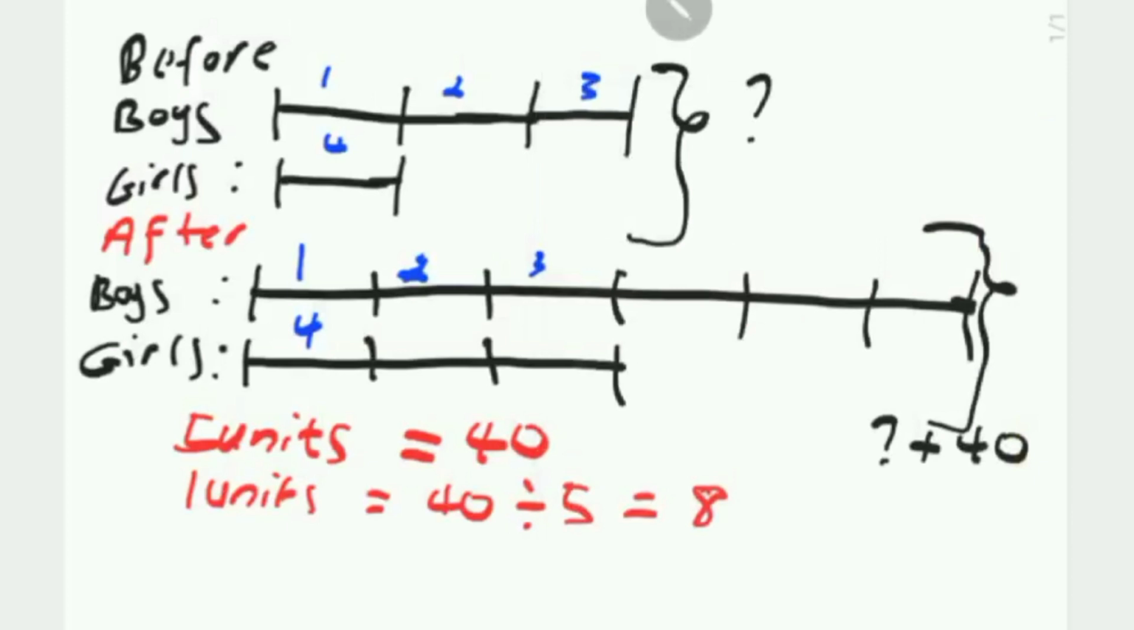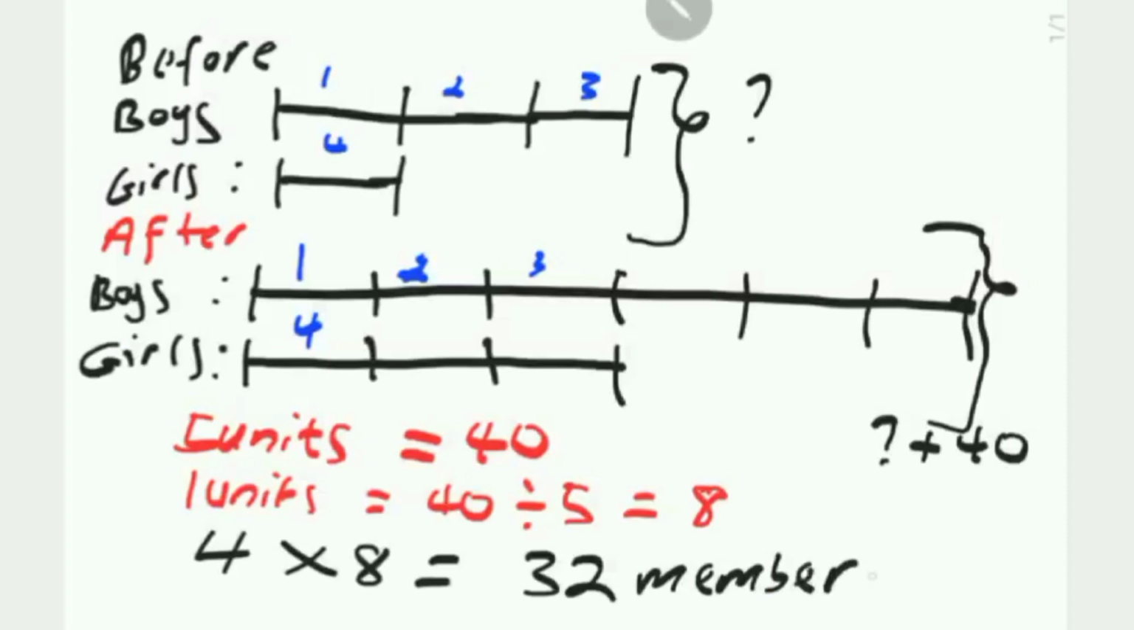But what are we asked to find? The question says, how many members were there in the choir at first? So before, we have 4 units. We know that each unit is 8. Then that will be 4 times 8. That will give you 32 members.